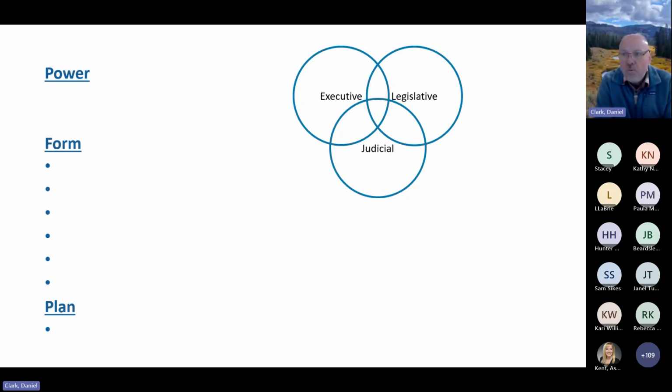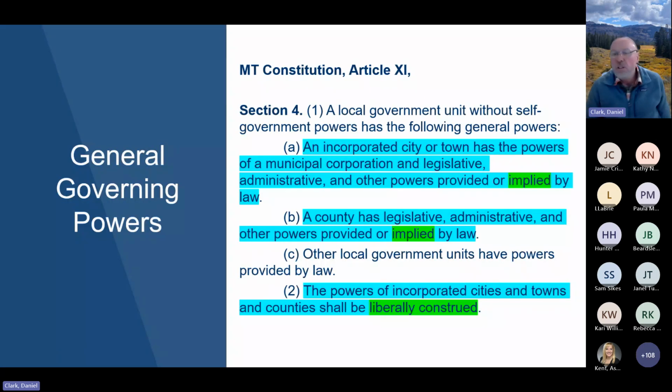So as I've mentioned before, the power, form, and plan of government is really the focus area for these study commissions. So let's look at power. There are two types of power, the general governing powers and self-governing powers. I will say 52 of the 56 counties in the state operate with general governing powers. And of the 127 municipalities, 44 operate with self-governing powers. The remaining 80 or so operate with general governing powers. So a majority of our local governments right now in the state of Montana operate with general governing powers. And a third or so of the municipalities, or a fourth, operate with self-governing powers, and only 4 counties operate with self-governing powers. What is that? So in the Constitution, it defines what general governing powers are. And so this is a local government.